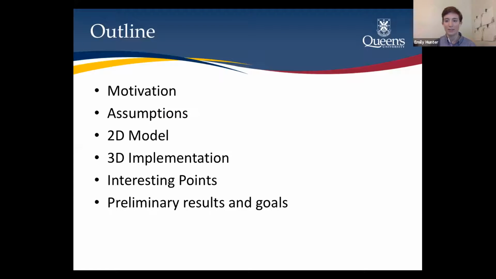A brief outline of what I will be discussing. First I'm going to talk about the motivation and background of our model and why we felt the need to look into this. Then we had to make some assumptions and decisions about our data before we continue. That leads into the two-dimensional, and then most importantly, the three-dimensional model. Finally, I'll talk about some interesting points and preliminary results that we've already seen, as well as where we want to go in the future with this. If you have any questions at any time, please feel free to stop me.